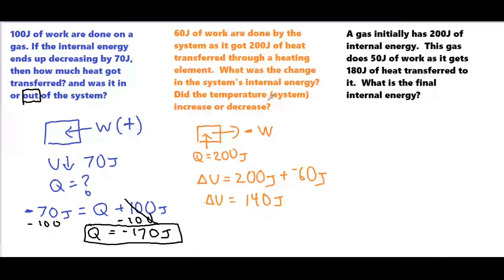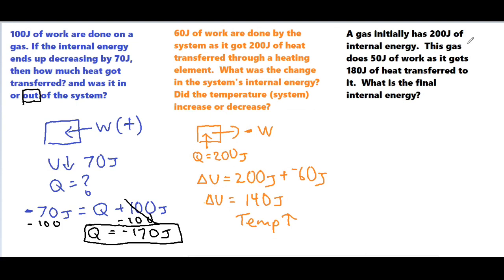And did the temperature of the system increase or decrease? Well, the internal energy is going to be proportional to the temperature. So that means the temperature is definitely going to increase as the internal energy increases. And then obviously that would happen vice versa as well, as in if we have a negative delta U, then our temperature is going to drop. All right, so let's take a look at our last one.